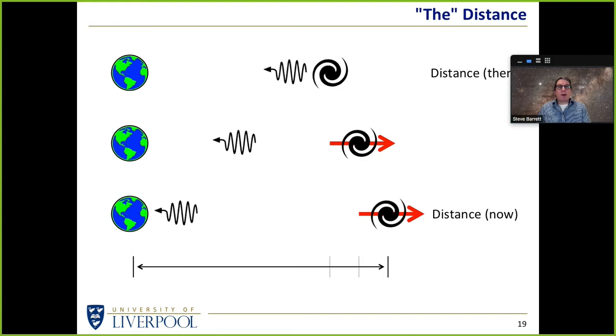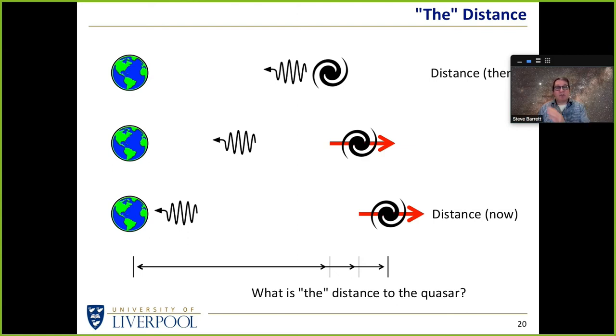So when you talk about the distance, what do you mean by the distance? Do you mean the distance when the light left? That's how far the galaxy was from Earth. Or do you mean how far is it from Earth now? Or do you mean how far has the light travelled? Because that is a different distance again.